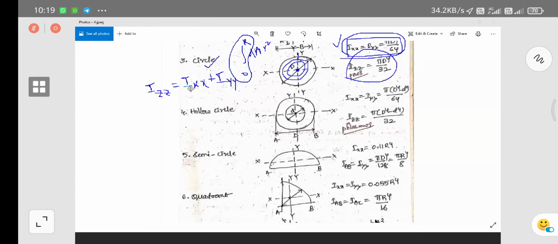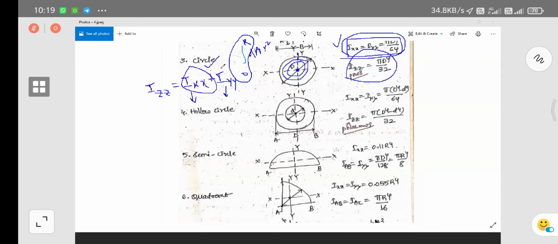So what about the moment of inertia about Ixx? That is nothing but pi d power 4 by 64. And this is also pi d power 4 by 64. Why? Because this has similar geometry, that is, the axis of symmetry is the same, giving the same geometry.